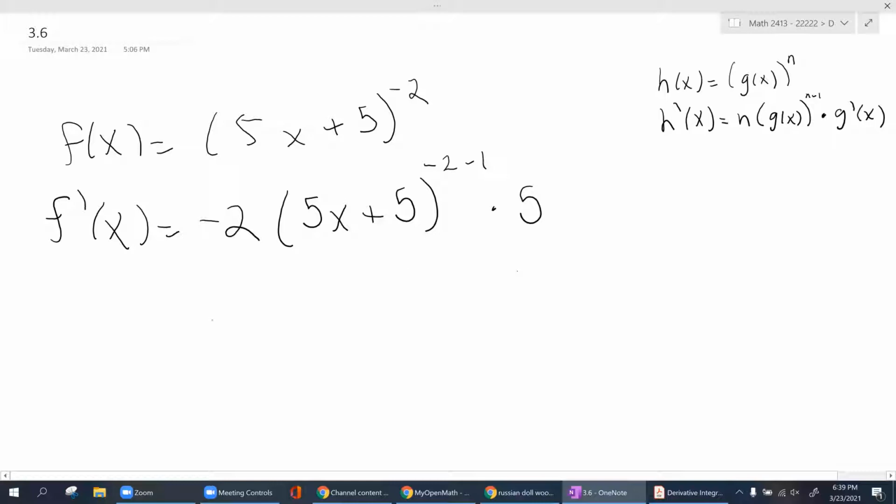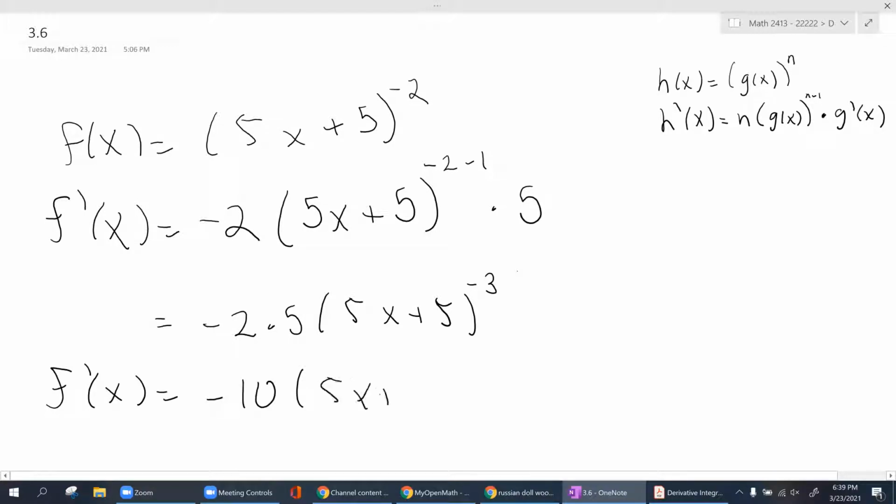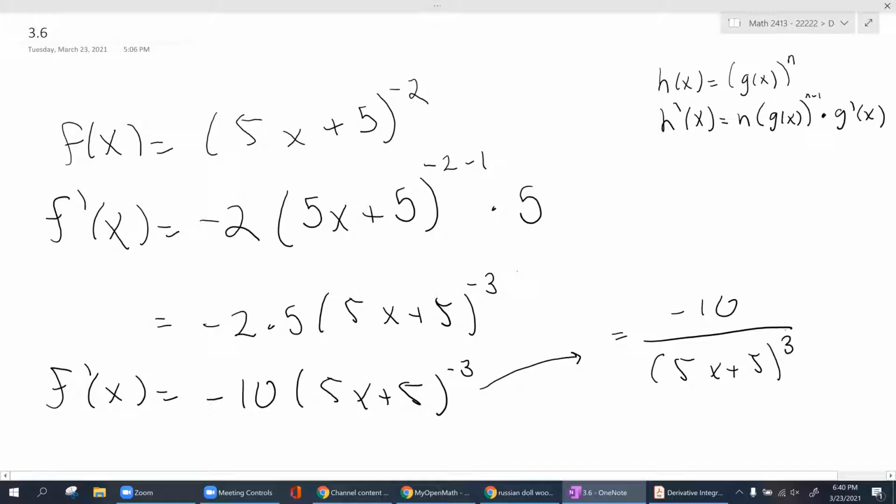In other words, I have -2 times 5 times 5x plus 5 to the -3, meaning the derivative of this function is just -10 times 5x plus 5 to the -3. And we do not want negative exponents, so my derivative is -10 over 5x plus 5 to the 3rd power. That right there is the chain rule. Let's go ahead and do another example.